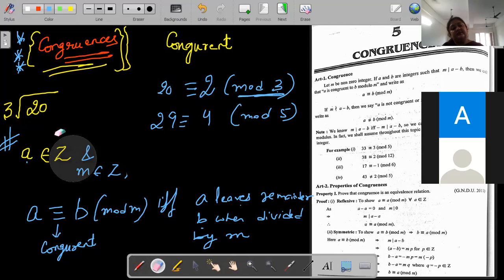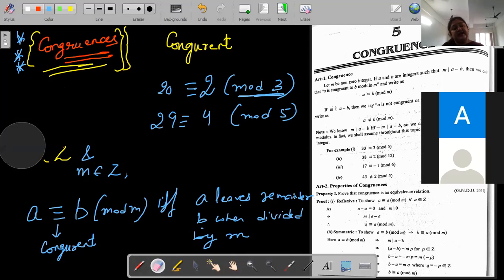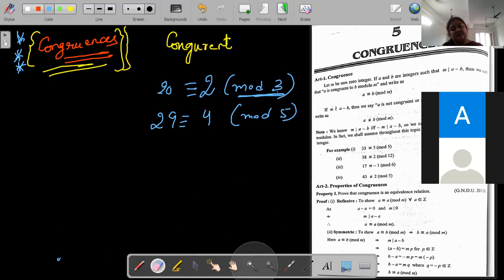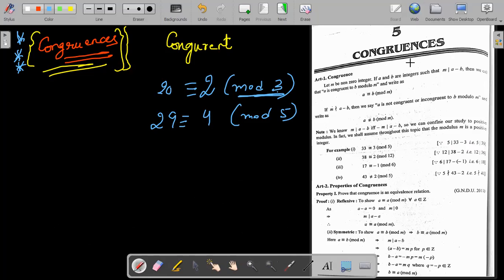Is it clear till here? So these three lines mean the relation congruence. Just like division and multiplication are relations, congruence is an operator. This operator tells you the remainder. Plus adds the numbers, minus tells you the difference, and the congruent operator tells you the remainder.